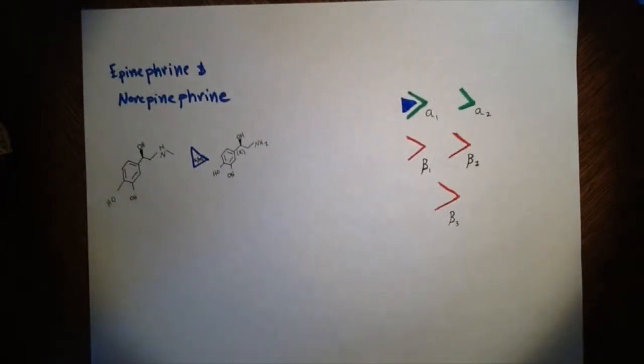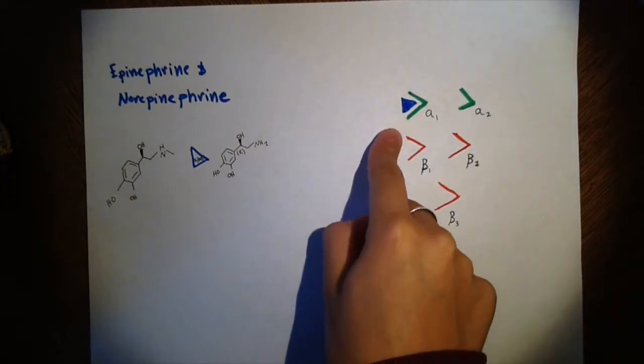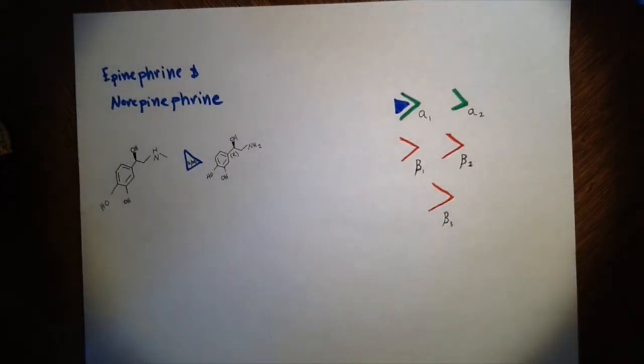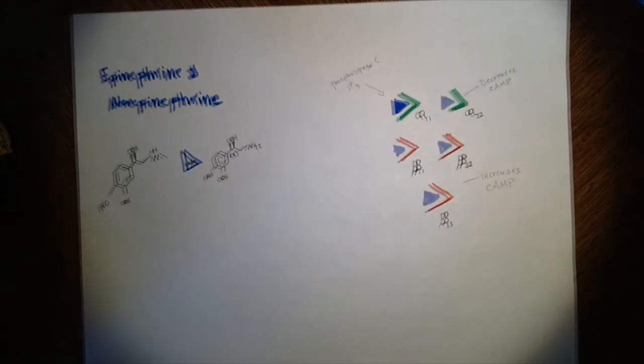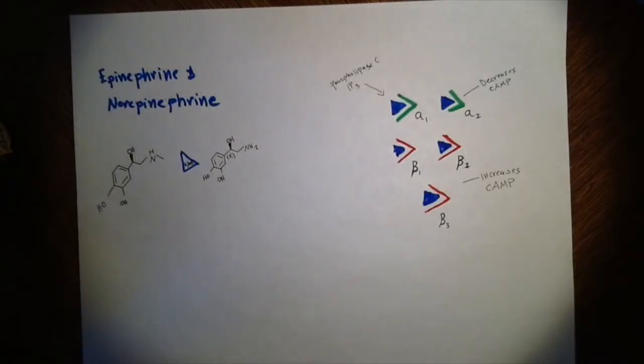So when epinephrine or norepinephrine binds to these receptors, they have different effects. So right here you can see that when it binds to alpha 1, it activates a phospholipase C, leading to IP3. So this is crucial for signaling in the body, and it also activates calcium levels that cause muscle contraction. And last, when it binds to any of the beta receptors, there is an increase in the cyclic AMP.